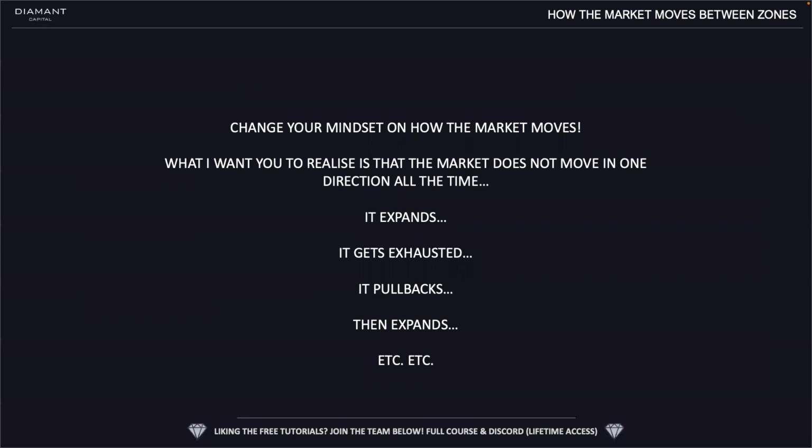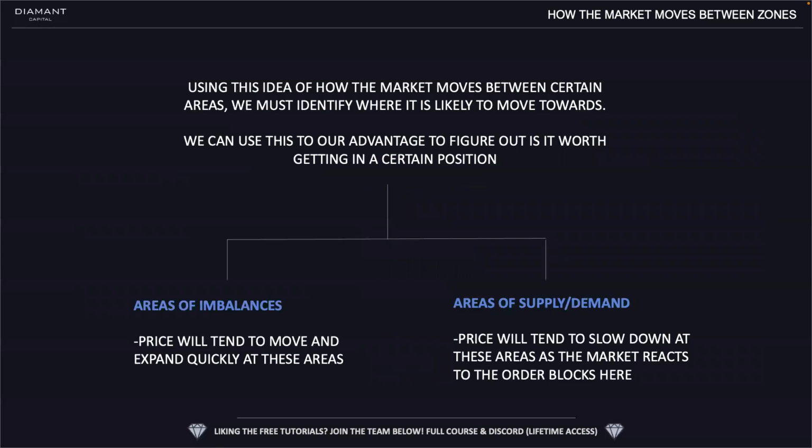So what we need to understand is how can we actually see when the market is going to move, and how can we use that to our advantage? Using this idea of how the market moves between certain areas, we must identify where it's most likely to move towards. Obviously, we can use this to figure out whether it's worth actually getting into a certain position.